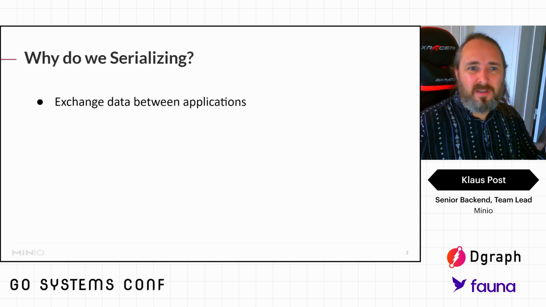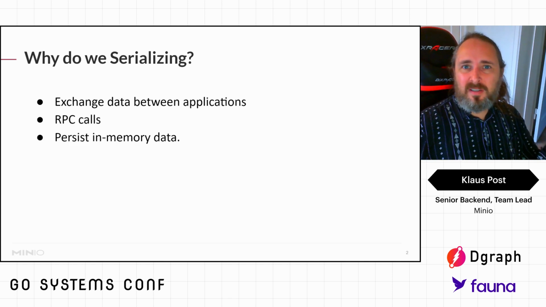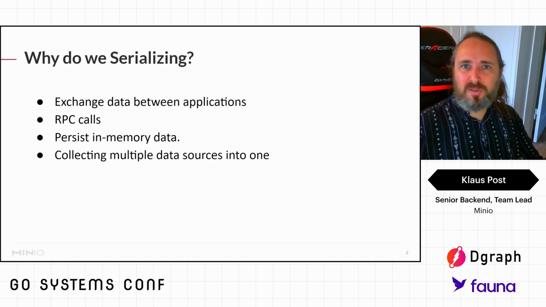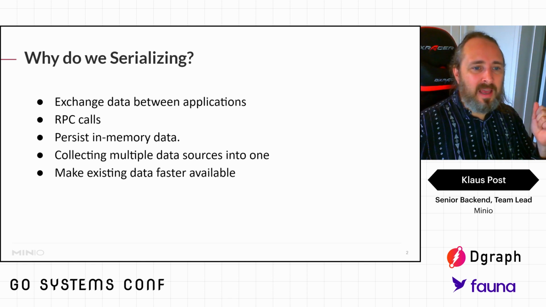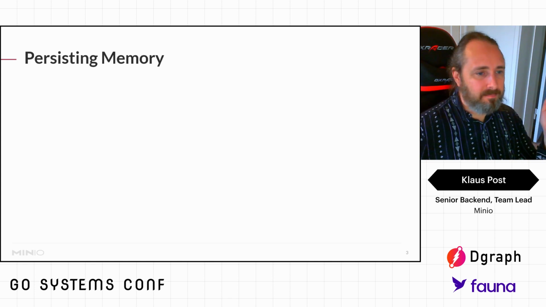The most common scenario is to exchange data between applications. It can be RPC calls. It can be to persist in-memory data. It could be you are collecting data from multiple sources and you want to combine it into a single source of data. Or it can simply be that you have some existing data and you want to be able to access that even faster than you already are.